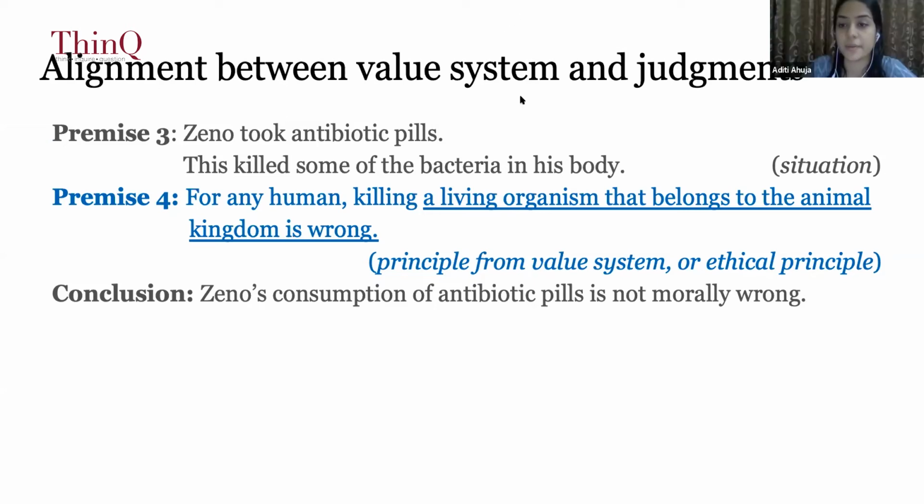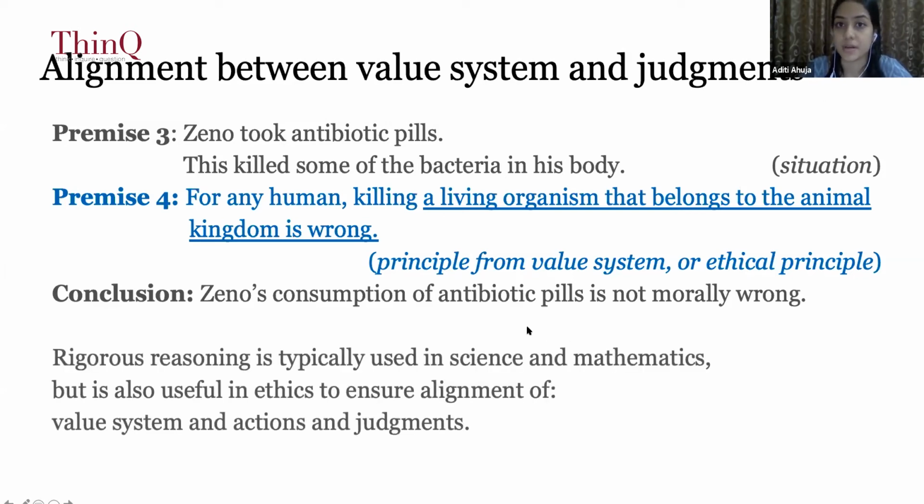So what we've been doing so far in trying to check the alignment between our value system and our judgments is we've been trying to rigorously reason by clearly stating our principles and the situation. Rigorous reasoning of this type, in my understanding, is typically used in science and math, and even in the ethical domain, there are people who do this. It's useful to do this to ensure alignment between our value system, our judgments, and then moving forward, even our actions.